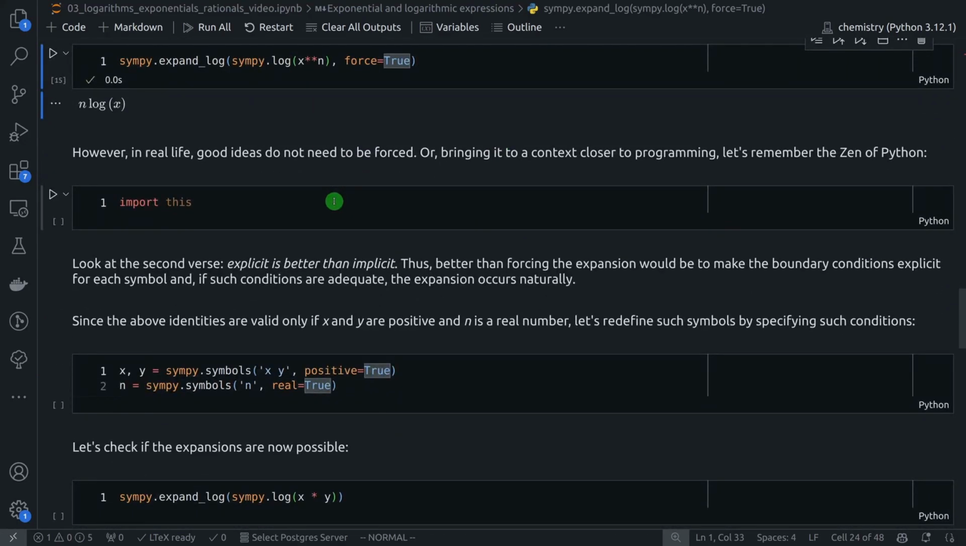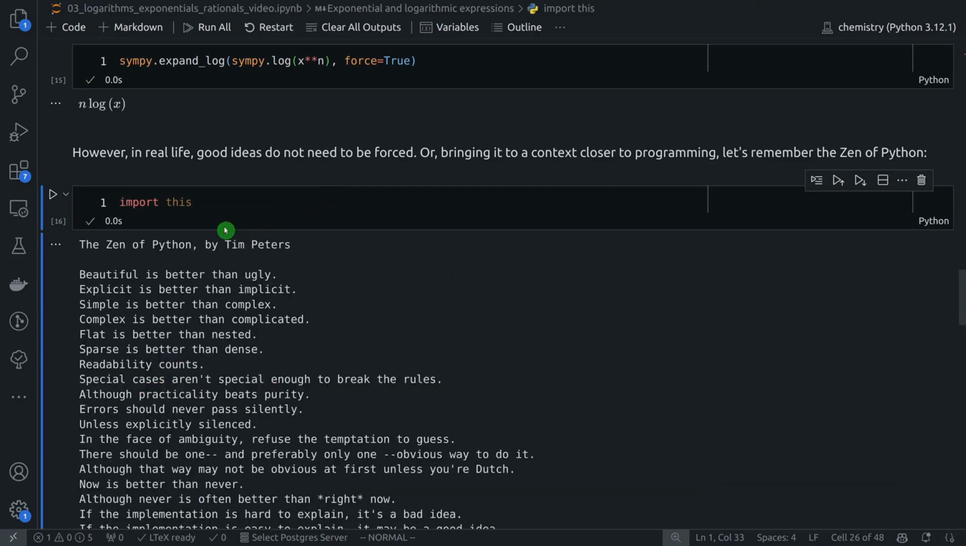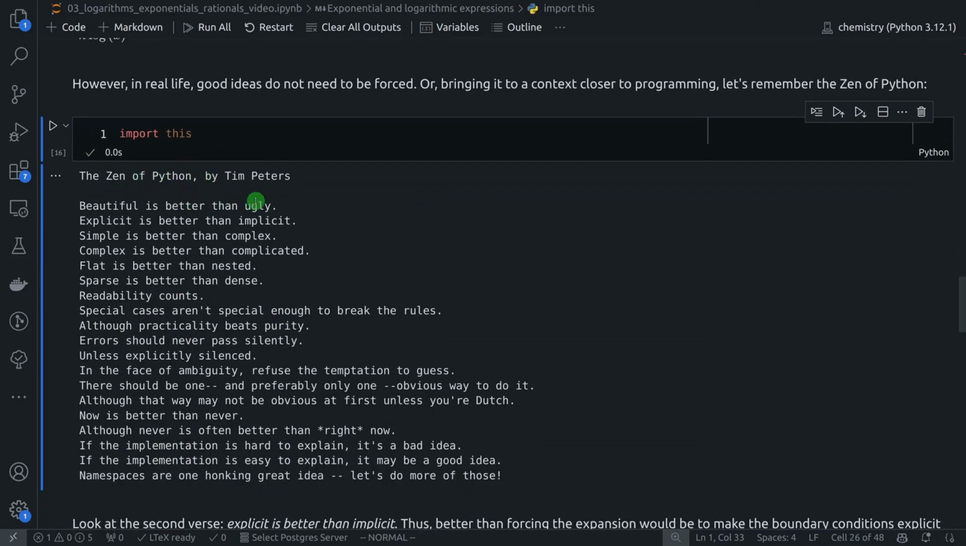And I really like the Zen of Python. You can see the Zen of Python importing this, okay? So this is the Zen of Python by Tim Peters. And for those of you that never heard about the Zen of Python, the Zen of Python is the guiding principles that had some kind of influence in the design of the Python programming language. And it's a really interesting list of principles, and I really like this second one. Explicit is better than implicit.